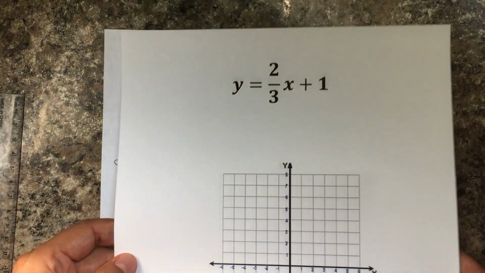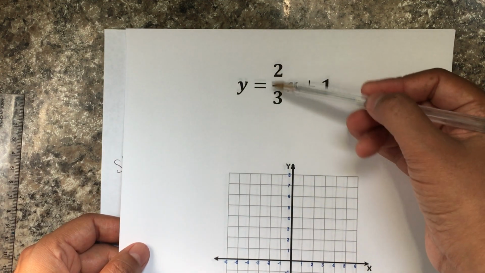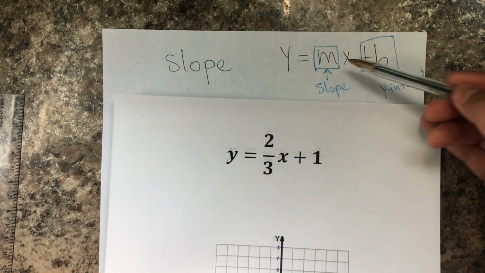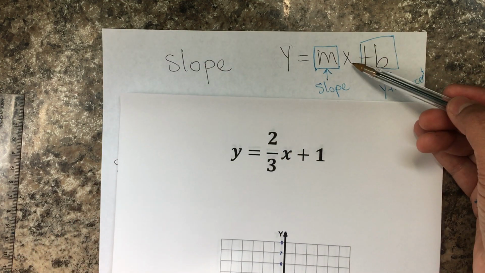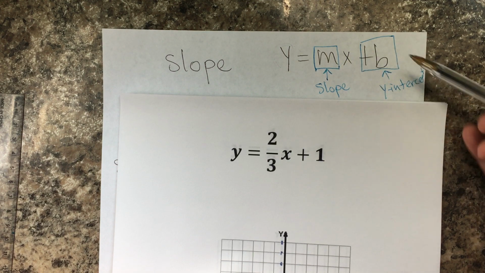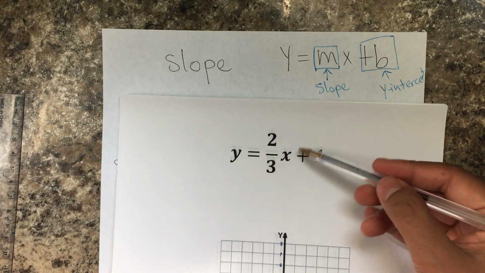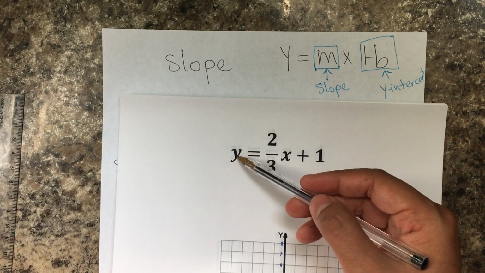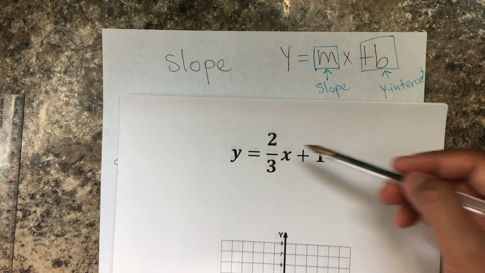Let's look at one example. If we have y equals 2/3 x plus 1, this m is the slope, the coefficient of x, el número que está a un lado de la x. And b is the y-intercept. Okay, this is always, if it's in y, when y is by itself, then this is your y-intercept, this is your slope.